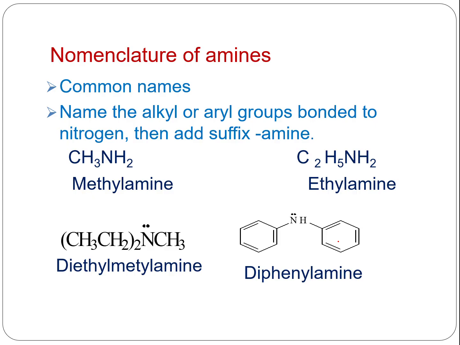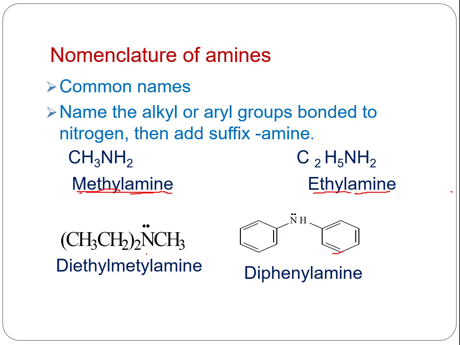In the common system of naming, the alkyl or the aryl group bonded to the nitrogen is added as a prefix to the amine. That is, if there is a methyl group, CH3, then this CH3 group, methyl, is written first and the amine is written as the suffix. If an ethyl group is there, then ethyl is written first and then the amine.